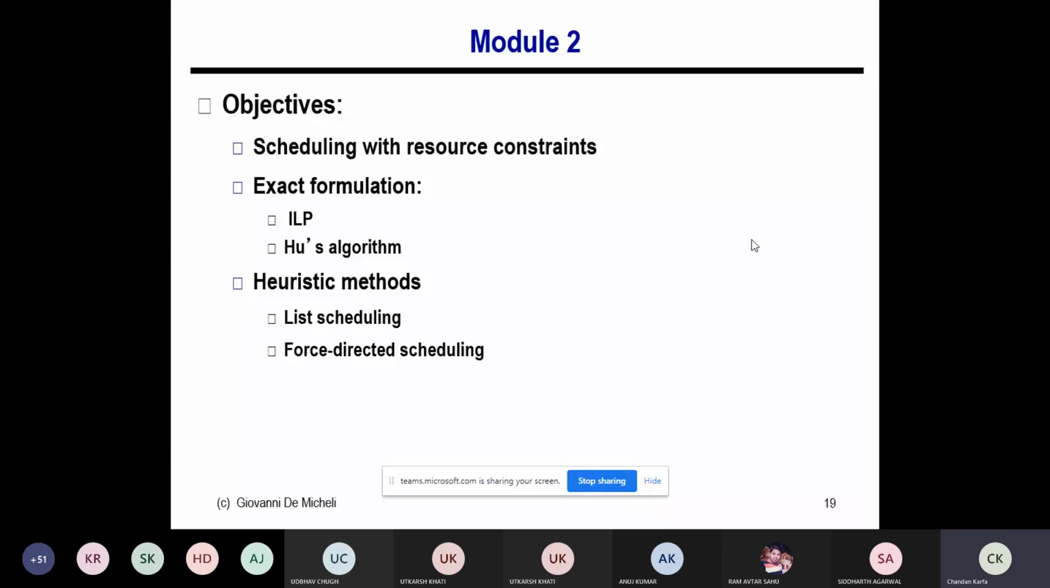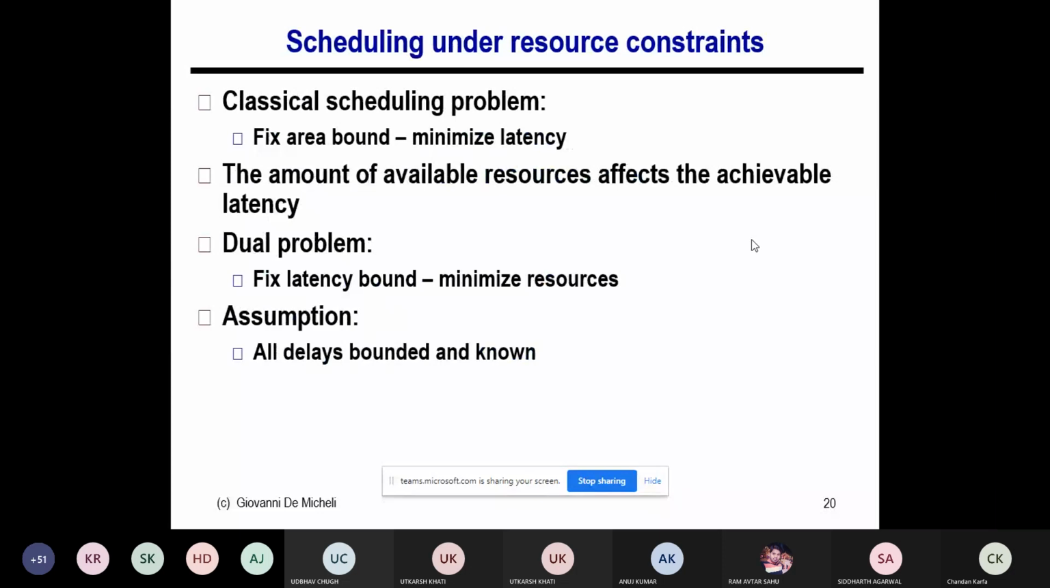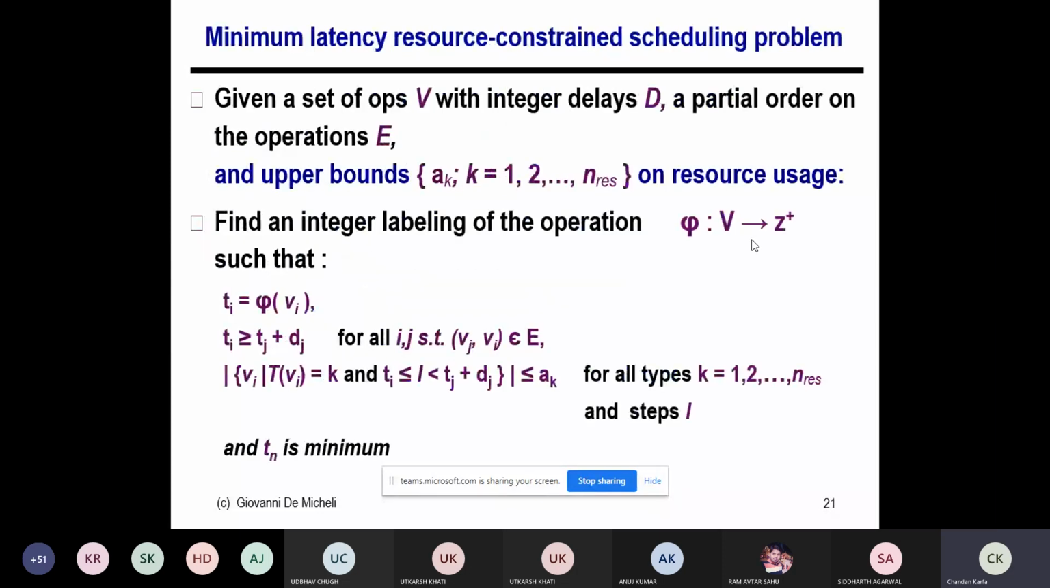So it means that we are given the upper bound of resource available for each type of resource, and our objective is to identify what is the minimum latency needed to schedule the behavior using those resources, right?